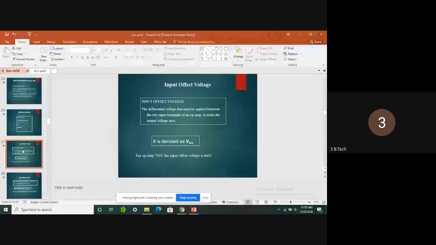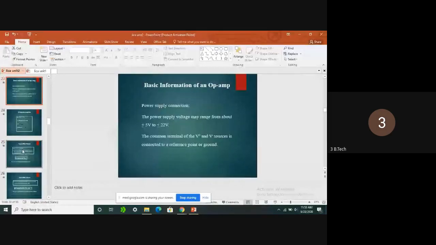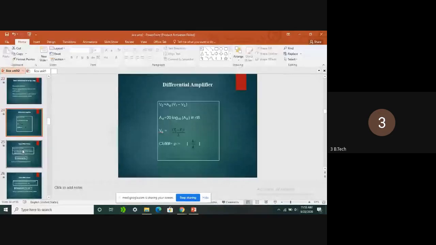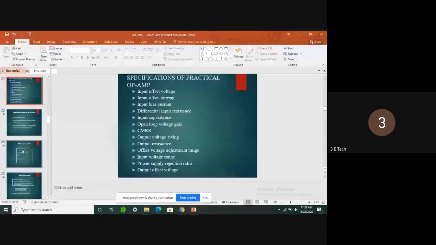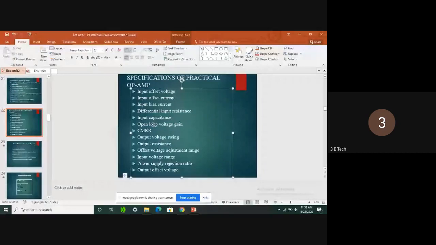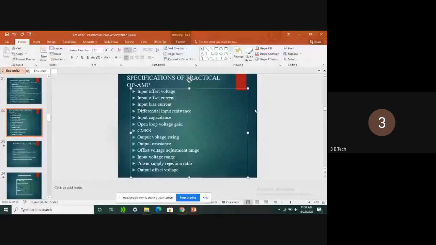See here, I already told you, if you get a question for an essay, we need to explain each and every characteristic like this. So, basic information: specifications of a practical op amp. In the previous slide we saw ideal conditions, so here we can see practical conditions. These we also need to explain clearly if you get the question for an essay.